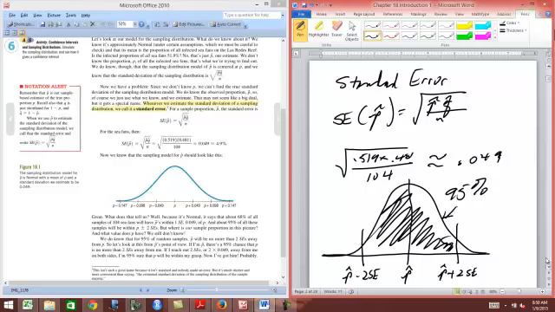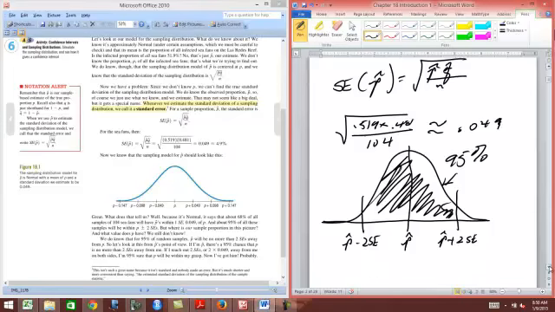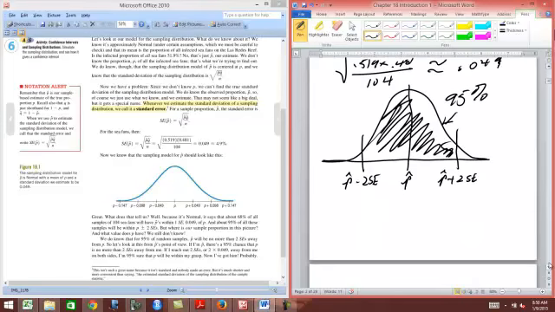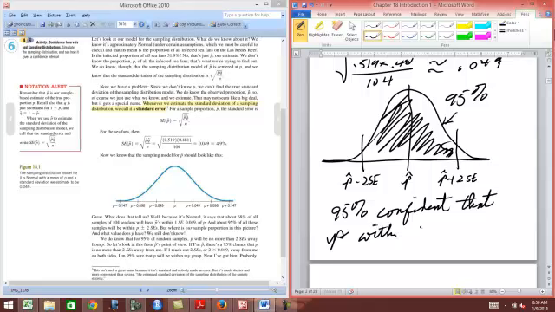Okay, so what does that mean? It means that we are 95% confident that p resides within plus or minus 2 standard errors of p hat.